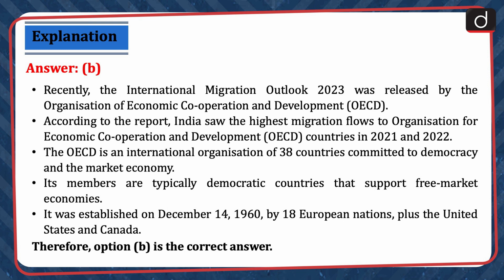Its members are typically democratic countries that support free market economies. It was established on December 14, 1960 by 18 European nations plus the United States and Canada. Therefore, option B is the correct answer.